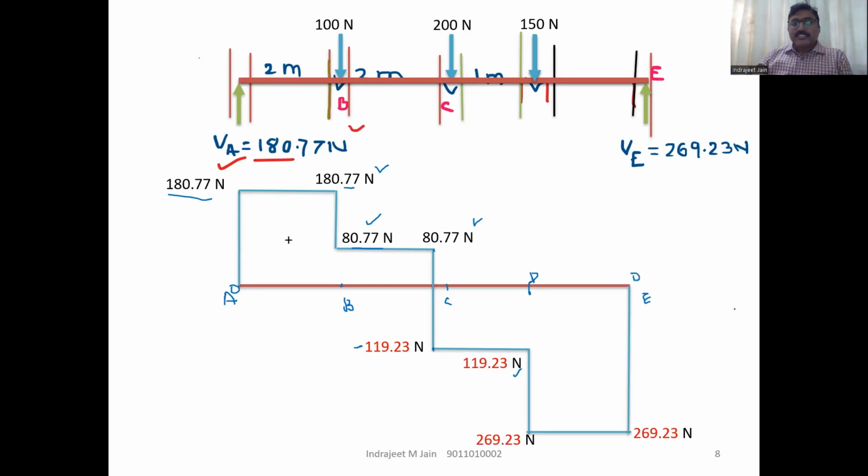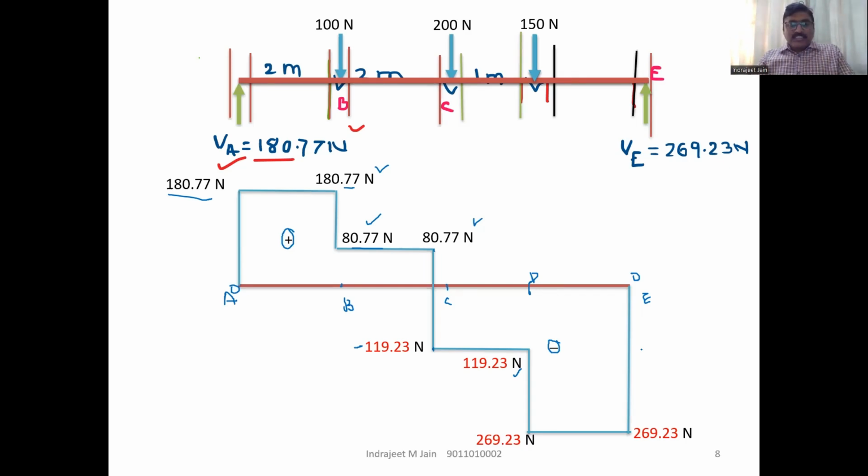Like this, you will get the shear force diagram. The values above the reference axis are positive and below the reference axis are negative. So you will be able to find the shear force diagram like this.